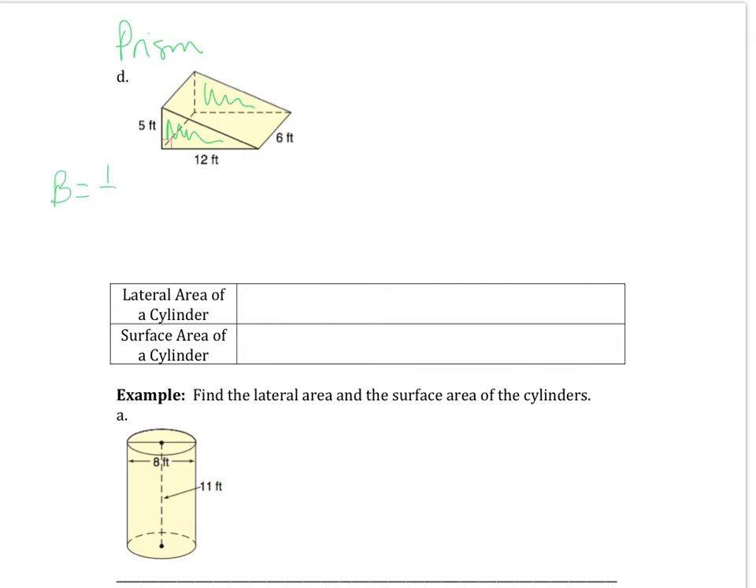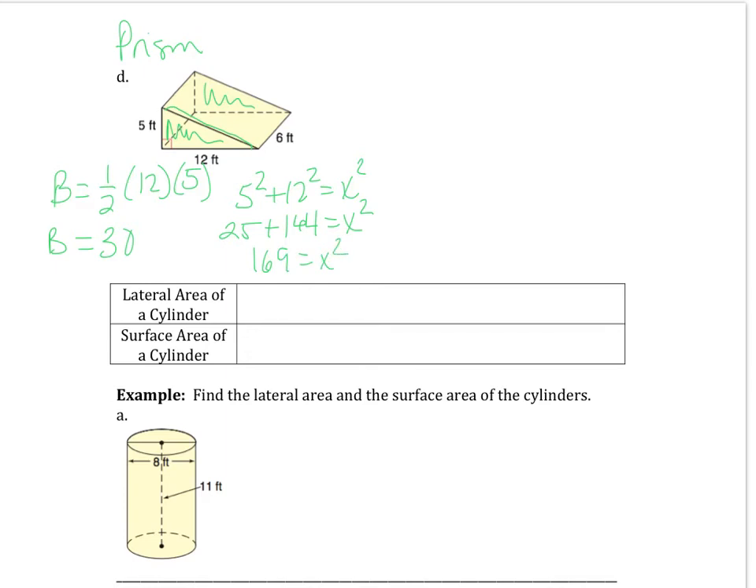Area of the base is 1/2 that base times the height, which is 5. So the area of the base is 6 times 5, which is 30. Looks like I need to do a little bit more work to find this third side of that triangle here. So 5 squared plus 12 squared equals, I'll call it x squared. So 25 plus 144 equals x squared. 169 equals x squared. Square rooting both sides, I get x is equal to 13.